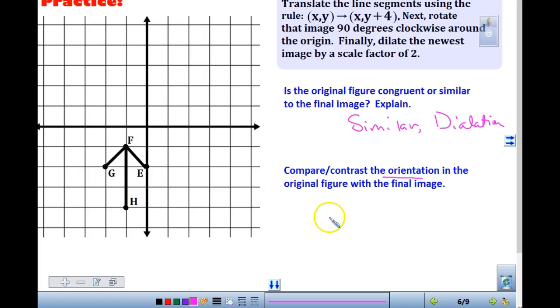What do we have? Okay, what did Grace just say is the only time we change orientation? Okay, do you have a reflection? No, so what would you say about the orientation? It is the same. No reflections, right?